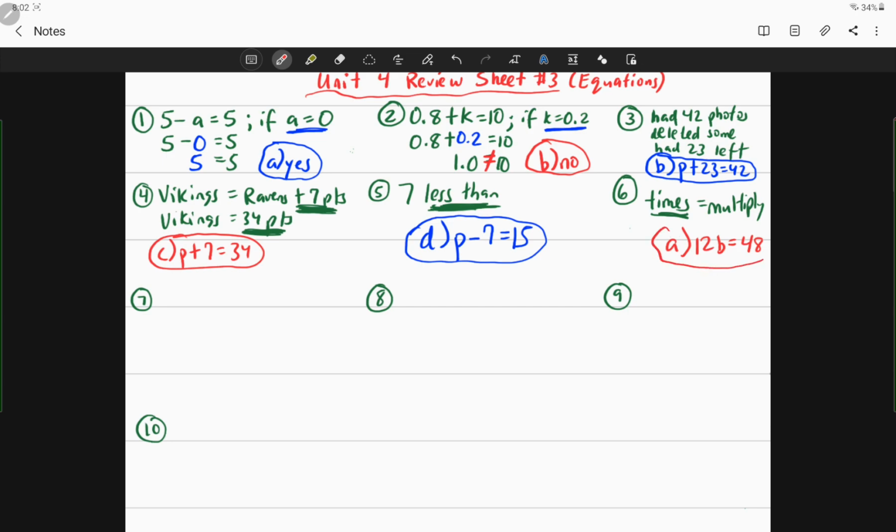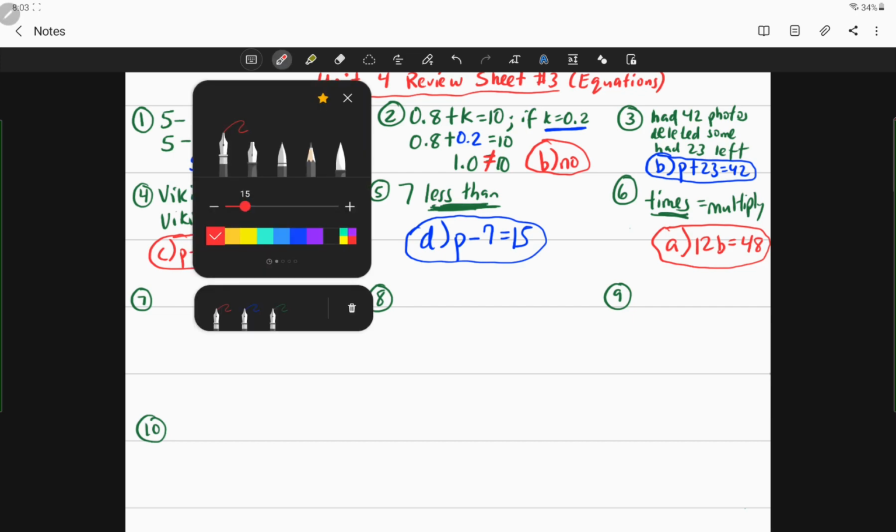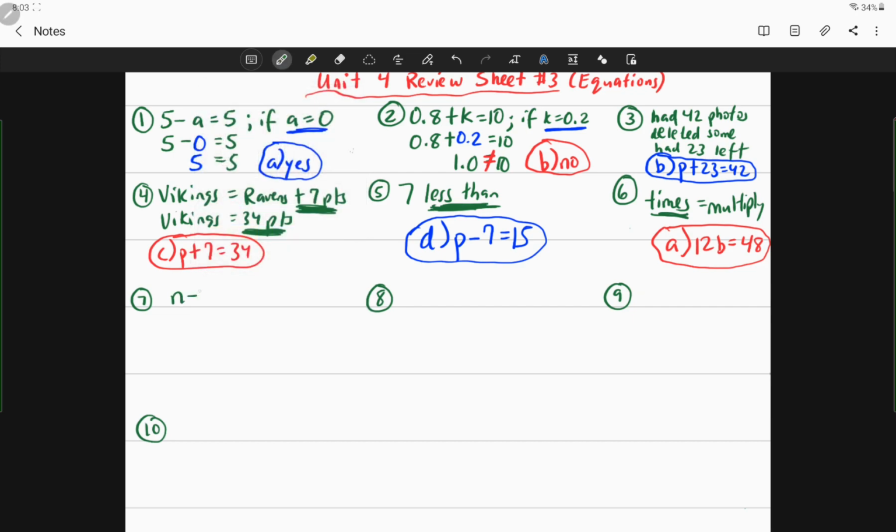Remember a number, in this case 12, next to a variable, in this case B, means to multiply, so that's why that is the correct answer. Okay, number 7. So the last few questions, we have equations that we actually have to solve for. So number 7, it says, let's just write this one down, n minus 5.1 equals 8.8, and we have to find the answer, the solution.